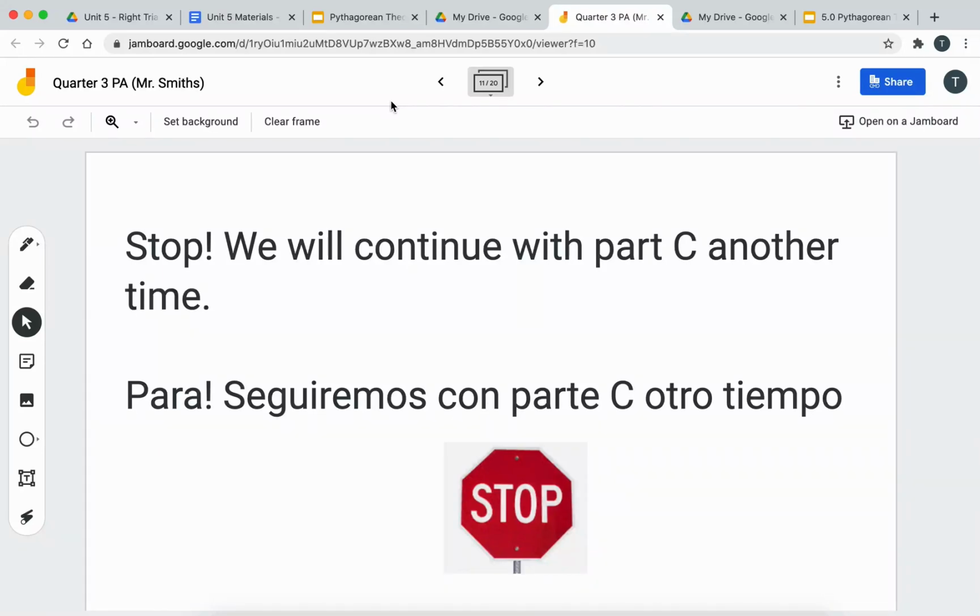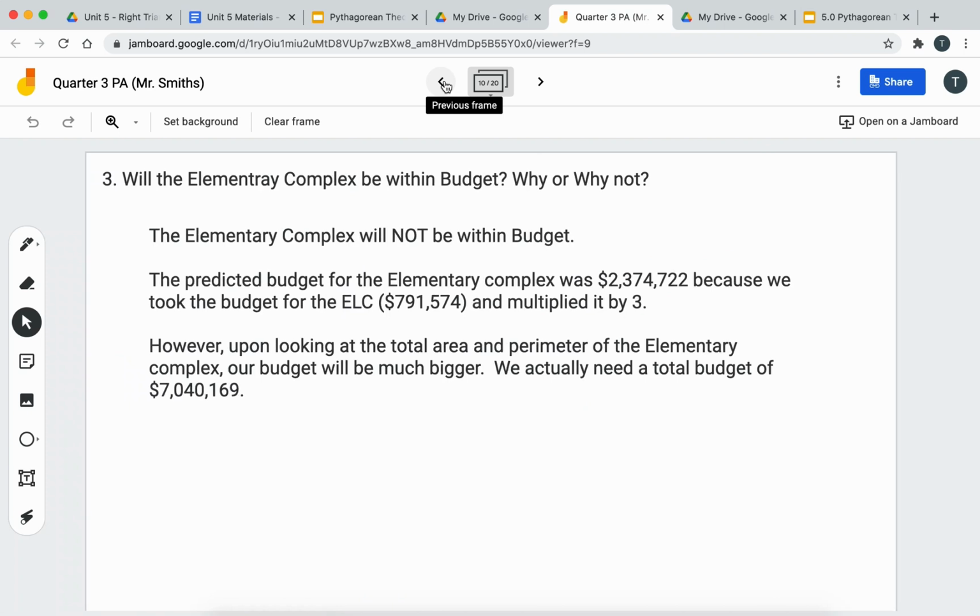We're going to start part C of the QPA. In the last part of part B, we had to explain why the elementary complex would not be within budget. For me, I said the predicted budget for the elementary complex was $2,374,722 because we took the budget for the ELC, $791,574, and multiplied it by 3.